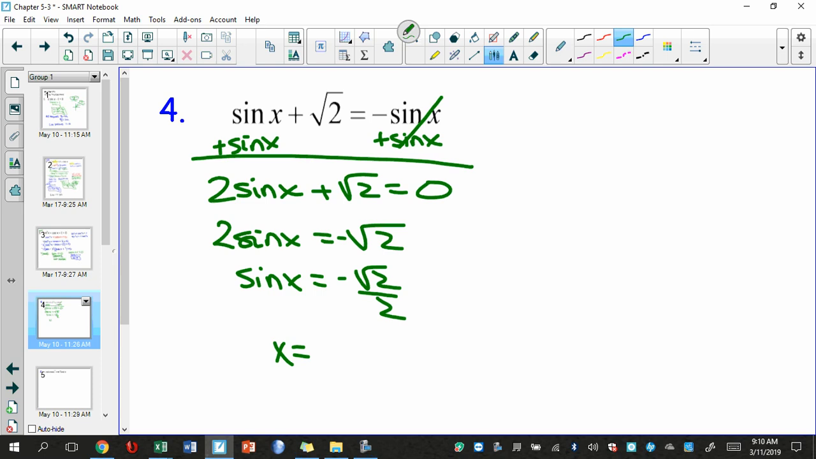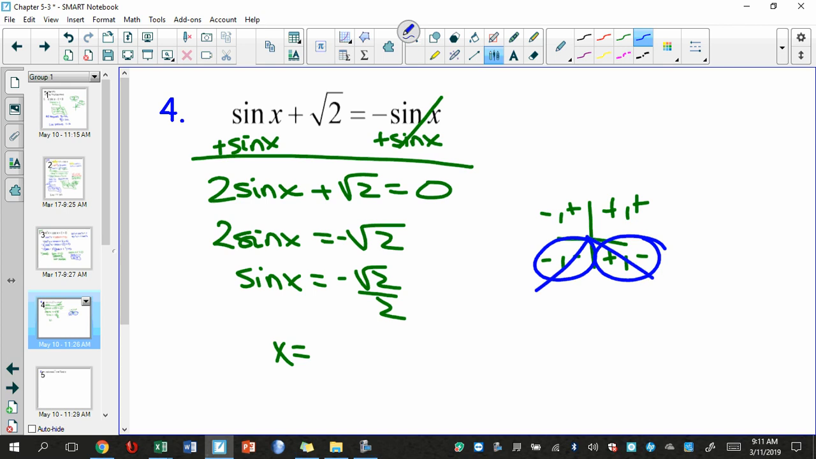Okay, what is the saying? Plus, plus, minus, minus, plus, minus. So tell me, what do I need to do? What trig function has a sine of negative square root of 2 over 2? Sine is negative in quadrants 2 and 3. What angle? I want you to think reference angle. Reference angle is in quad 1. So in quad 1, what angle has the sine of square root of 2 over 2? 45. So I need you to find the 45-degree angles in each of those quadrants.